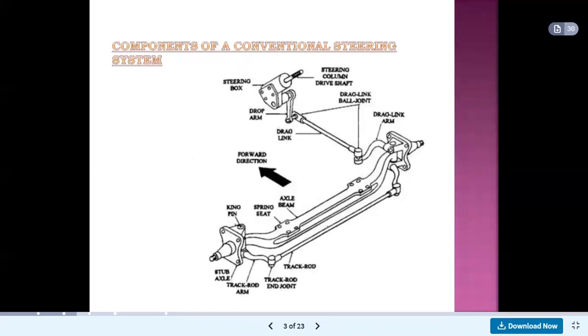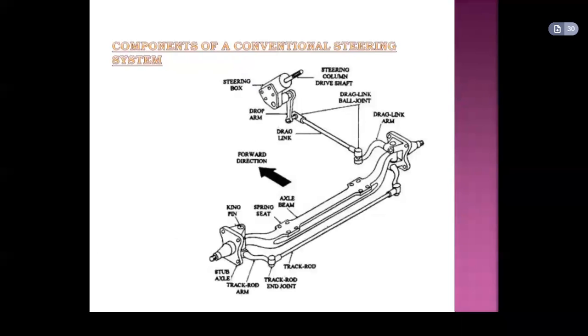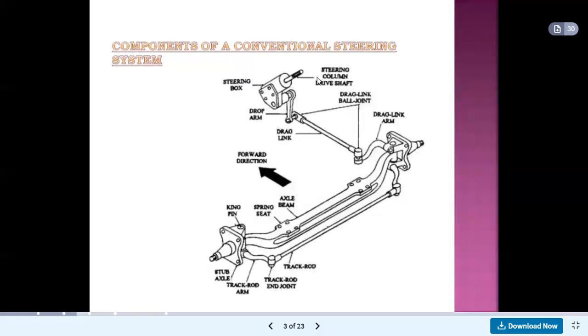If we see the components of a conventional steering system, the diagram shows the same. Here, this is the steering column, drive shaft, and the steering wheel is attached at this end. The steering box is also shown here. Linkages are provided, and this is an arm, which is called the drop arm. The drop arm is connected with this hinge type of joint, and here also a joint is provided, and this is the drag link or ball joint.